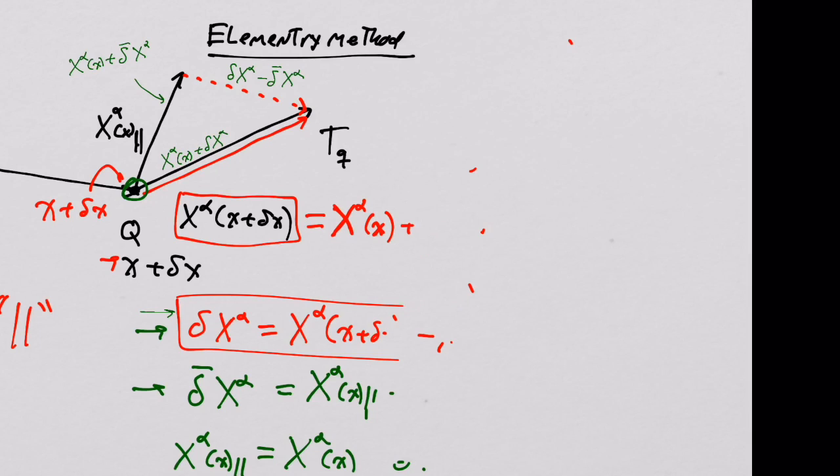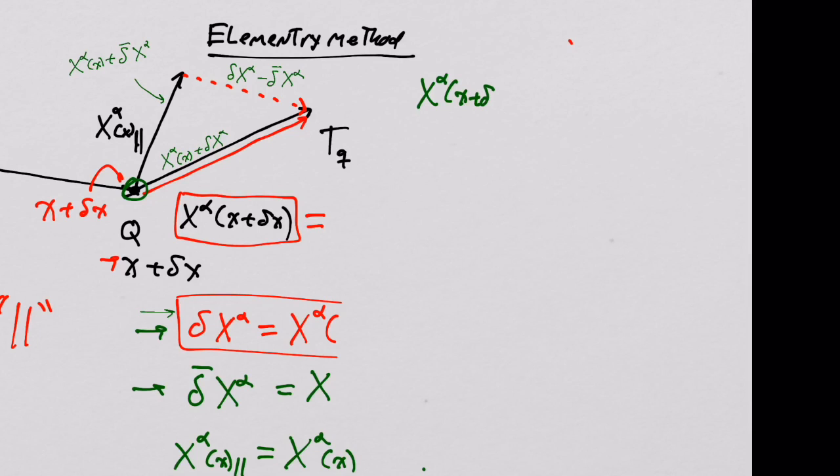And now what we're going to do is actually write down this derivative term. The way this is going to look is like this. We're after the difference between the vector and the vector field. So we're after x alpha at x plus delta x minus this parallel vector, right? And this parallel vector we've written down as x alpha at x plus delta bar x alpha, right?